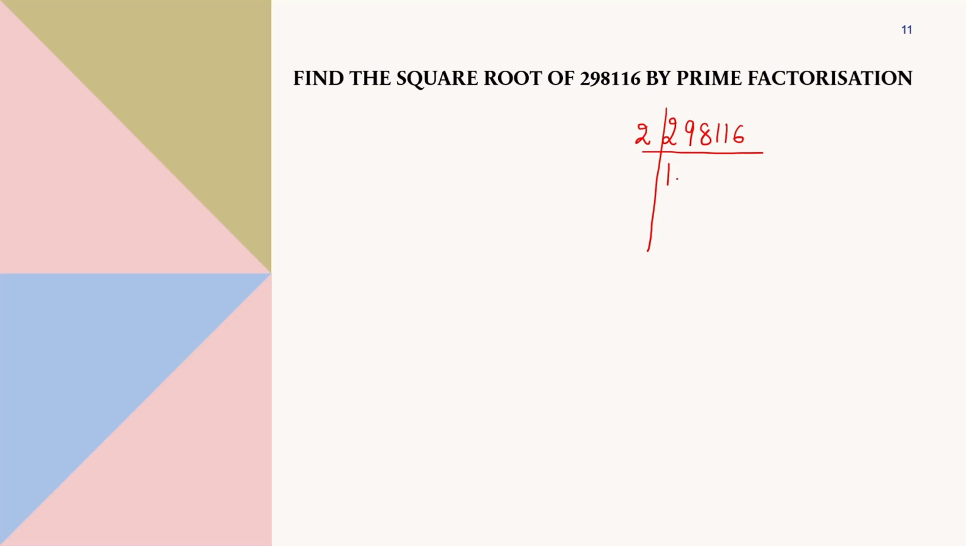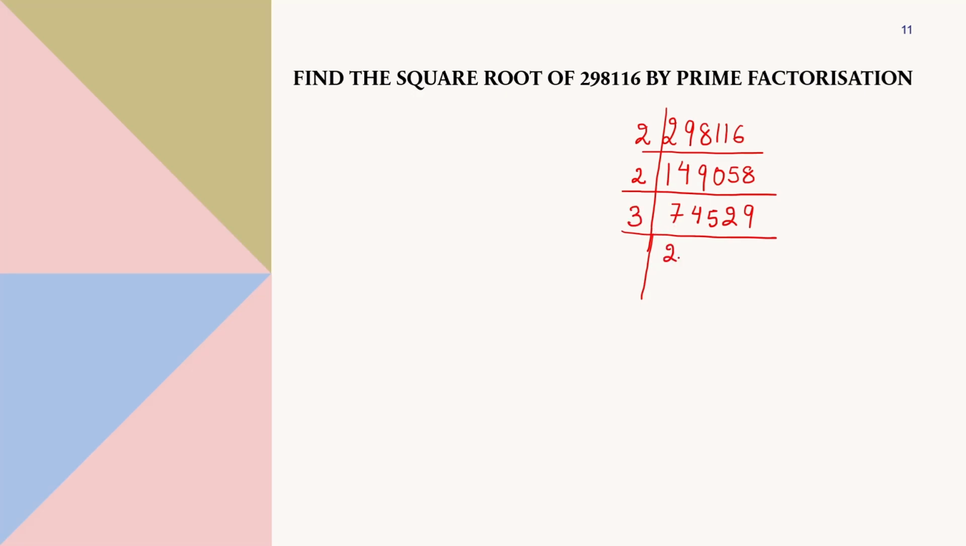2, 1, 2, 4, 9, 0, 5, 8. Again it is an even number, divide by 2. 2, 7, 14, 2, 4, 8, carry over 1, 5, 10, 2, 2, 4, carry over 1, 9. Now this is not an even number, so try the next prime number, which is 3.